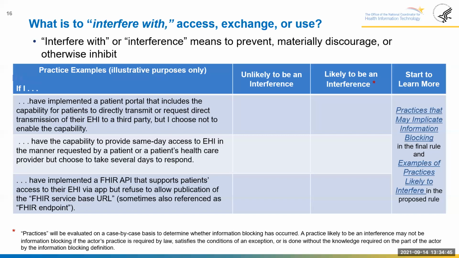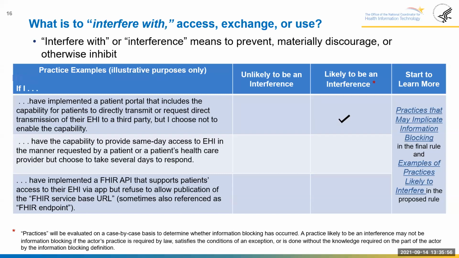And the first is, if I've implemented a patient portal that includes the capability for patients to directly transmit or request direct transmission of their electronic health information to a third party, but I choose not to enable that capability of functionality, is this likely to be or unlikely to be an interference, Rachel? That is likely to be an interference. You have the portal, and we talked about this in the rule. You have a portal. It allows the capability for patients to do that. All you have to do is switch it on, and you choose not to switch on that capability. You're interfering with the patient's exchange and use and access of their EHI compared to what your tech could support right now if you turned it on.